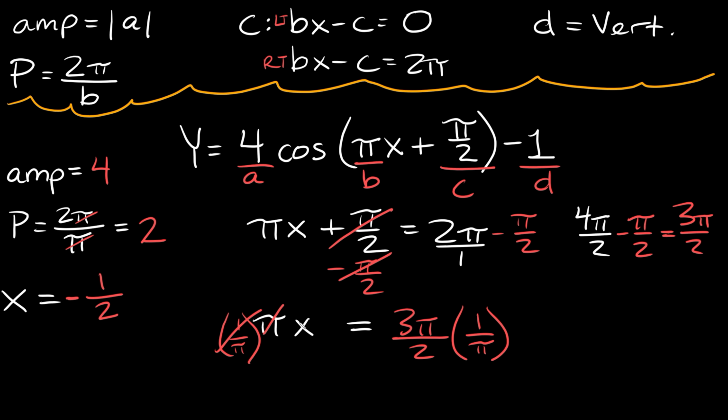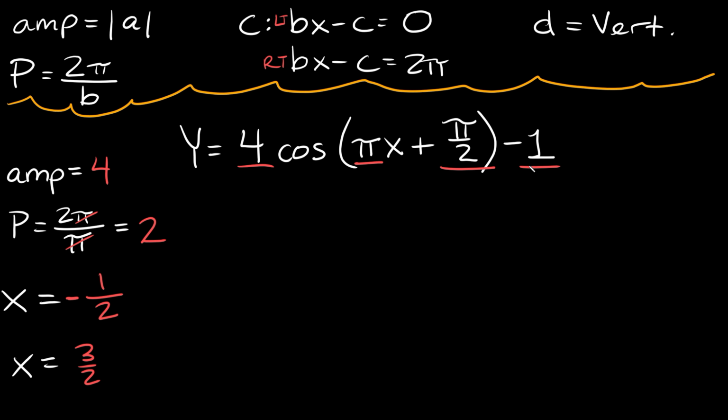Over here, these cancel out, so we're left with x is equal to, canceling these out one more time, 3 times 1 on top and 2 on the bottom. All right, so this is the right side, right? X is equal to positive 3/2. Okay, and then lastly, this time we finally do have a number right here at the end, this D number, which is -1. So that means we're going to shift this whole graph down 1 unit.